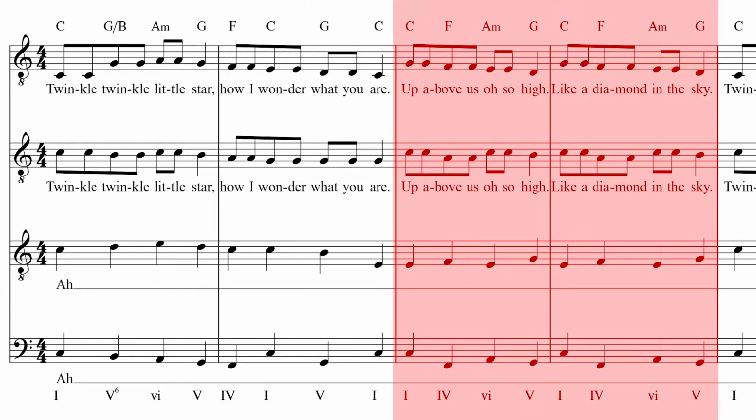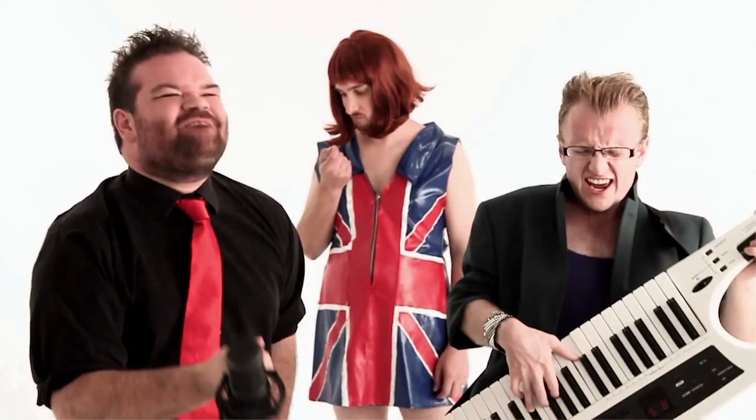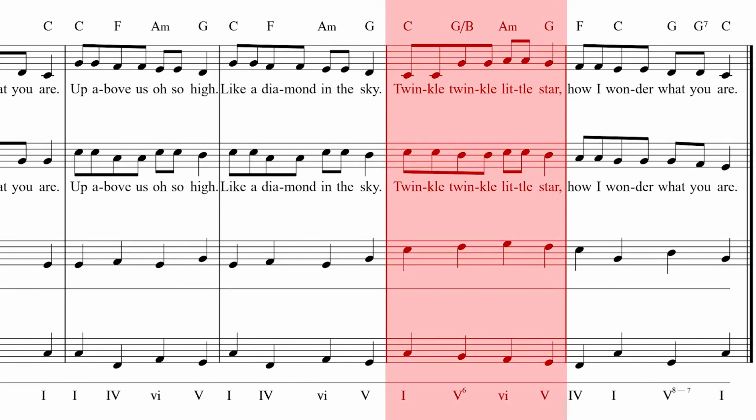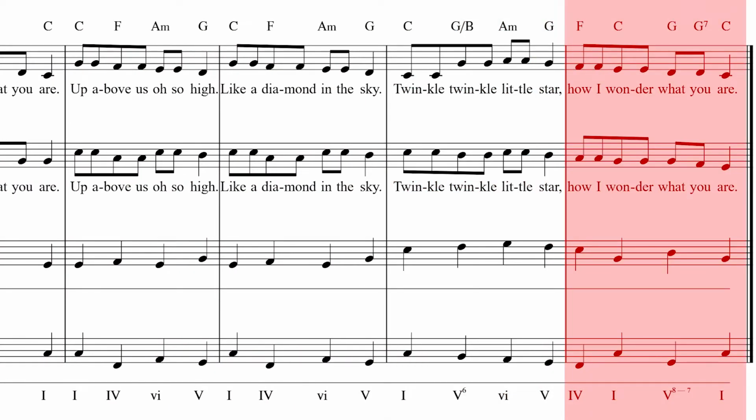The third and fourth measures are harmonically identical to each other, 1, 4, 6, 5. This is a reordering of that classic pop progression that Axis of Awesome did their whole thing about, so I probably don't need to go into much detail about it at this point. Measure 5 is identical to measure 1, but measure 6 is not identical to measure 2.